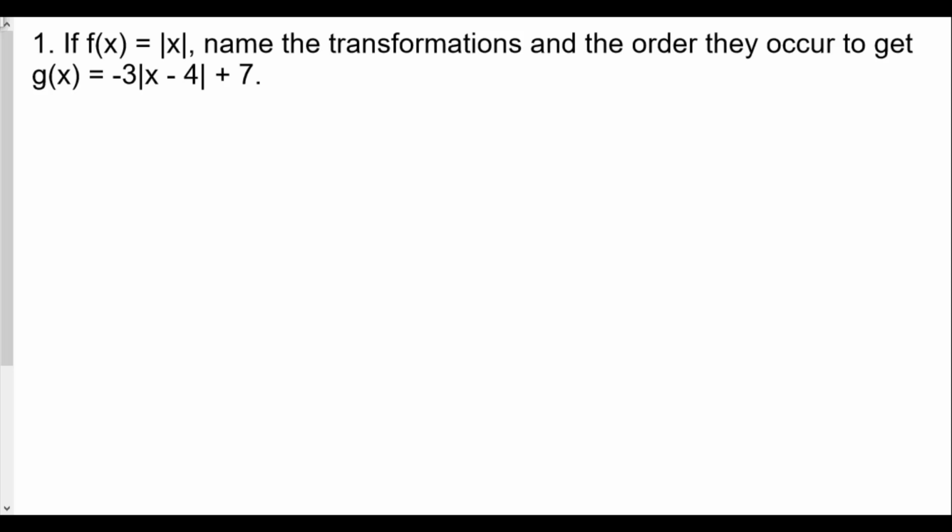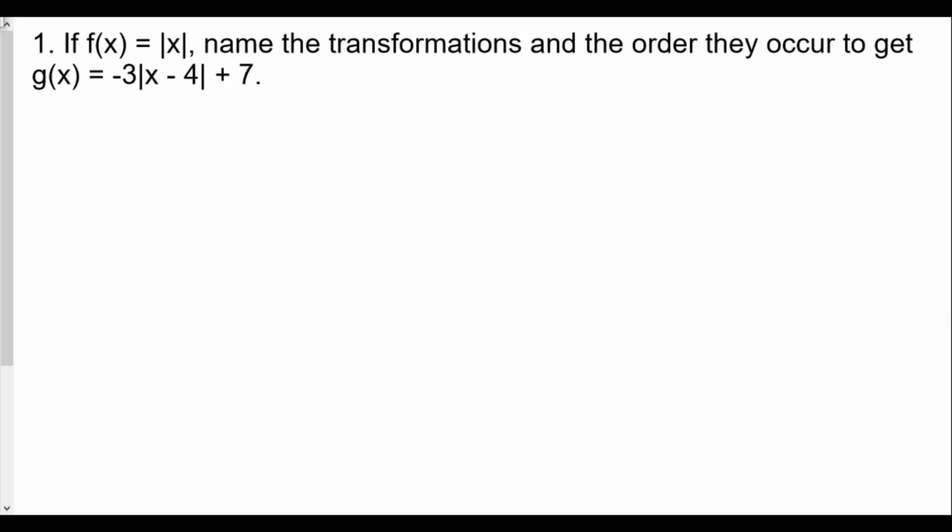So in this Part 1, we have two examples of what we're looking for at the first question. Number 1 begins with f of x equals absolute value of x. Name the transformations and the order they occur to get g of x equals negative 3 times the absolute value of x minus 4 plus 7.